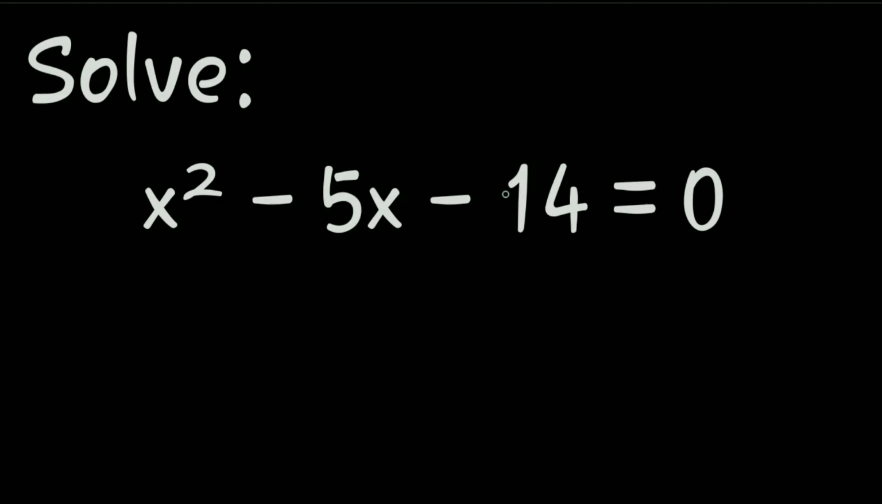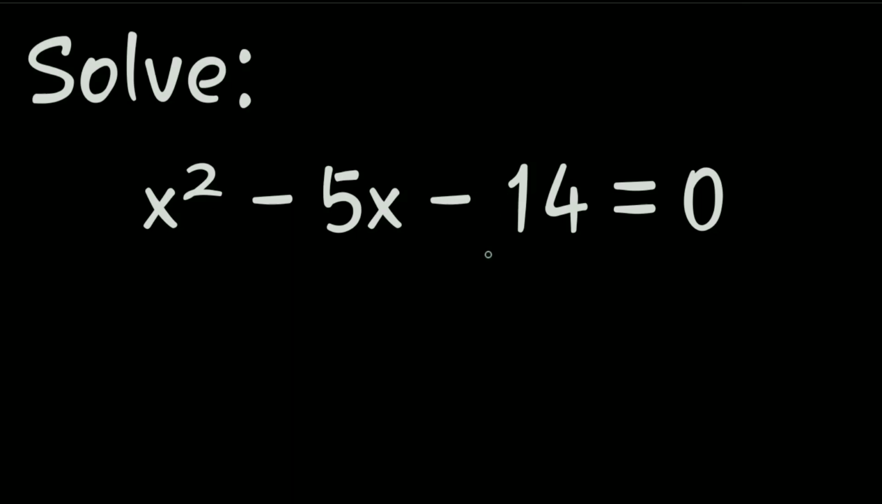Solve x squared minus 5x minus 14 equals 0. We're solving this quadratic equation using the completing the square method. In this case, the first thing to do is to rearrange such that the constant term is on the other side of the equation.